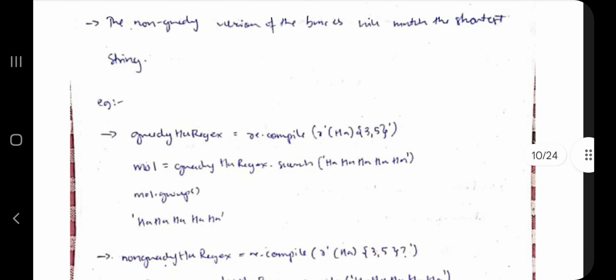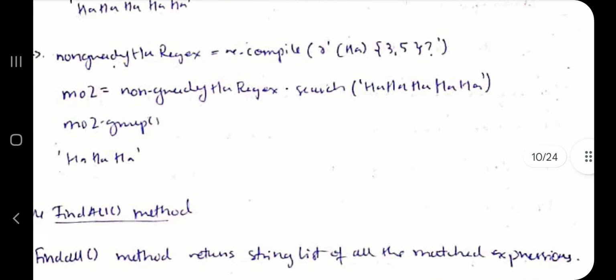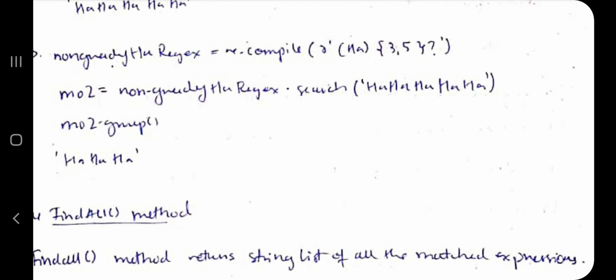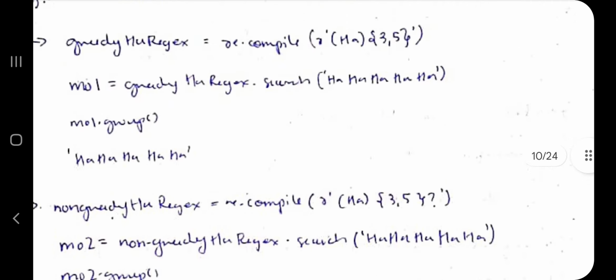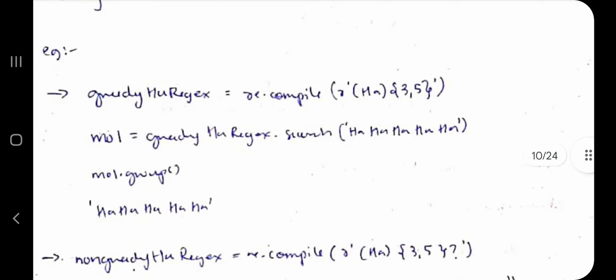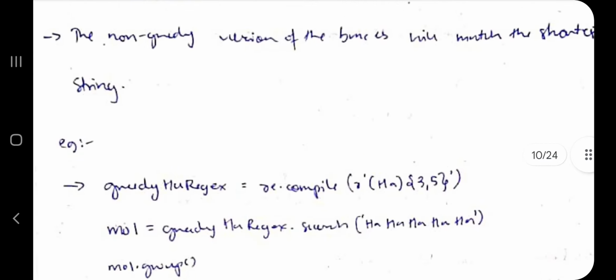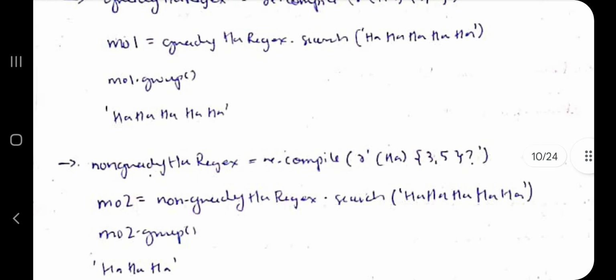Okay. And if I use non-greedy, it will return the minimum number, meaning at least 3 times should be there, right. So, at least 3 will be returned. Okay. That is the basic difference between greedy and non-greedy. How can we differentiate that? By default, it is greedy in Python. If I want a non-greedy version, what we can do is add a question mark here. That will indicate we have to return the minimum possibility.